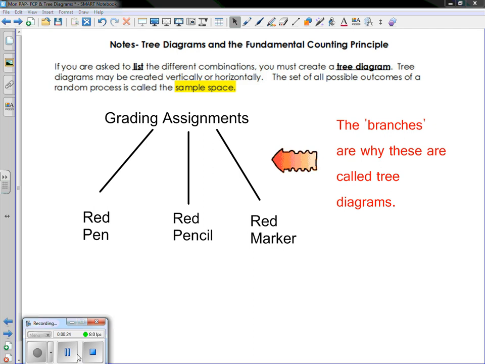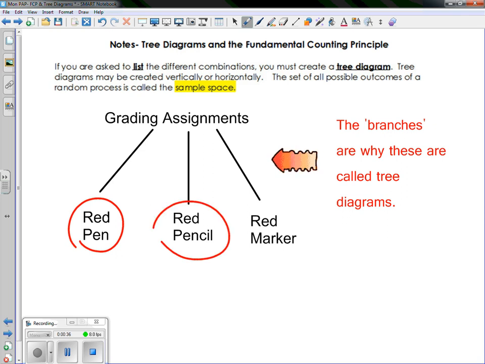So if I'm wanting to talk about grading assignments, and do red pen or red pencil or red marker, there would be three outcomes, because these would be my sample spaces, and there would be three of them at the bottom. So there would be three ways that I could grade papers.